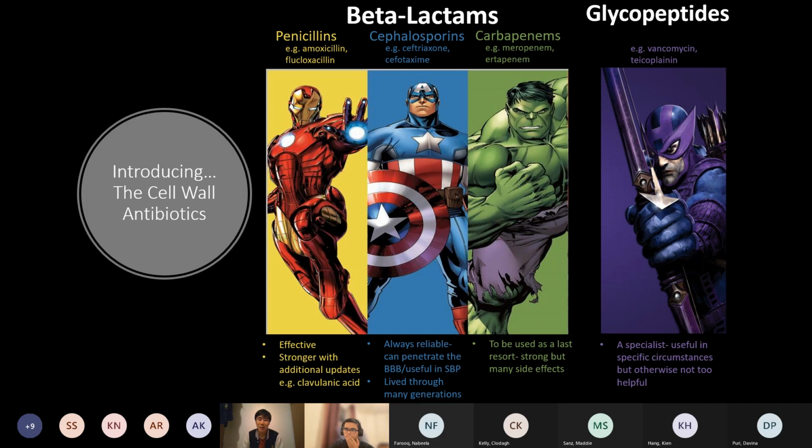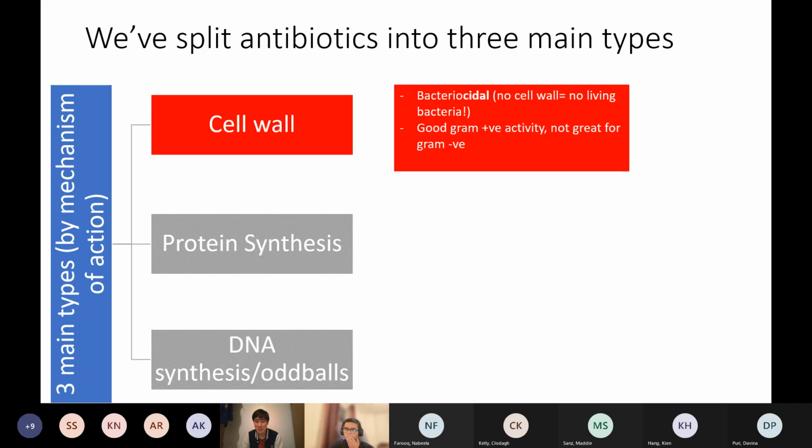Oh, I should have said. One of the things that we're going to do with this lecture is characterize each class of antibiotic as a hero from the Avengers, because we think that might make it a bit easier to remember, and a bit more fun. Also, we're trying to get to the point that you don't need to remember specific things, but if you understand characteristics of classes of antibiotics, if you understand what they're generally good for, you'll really go a long way.